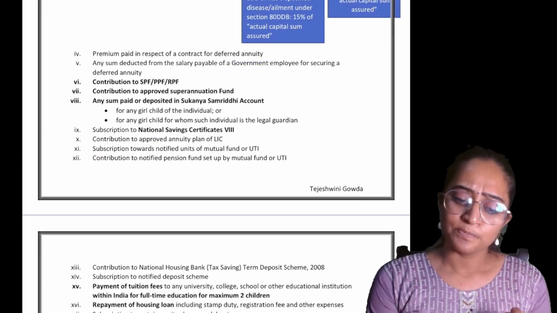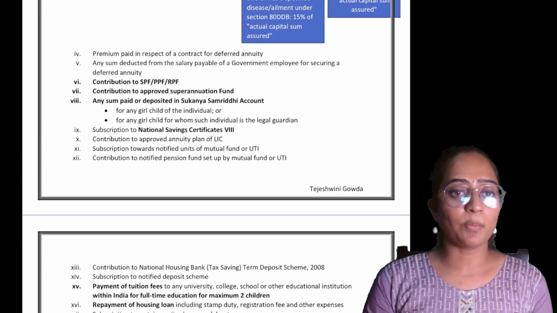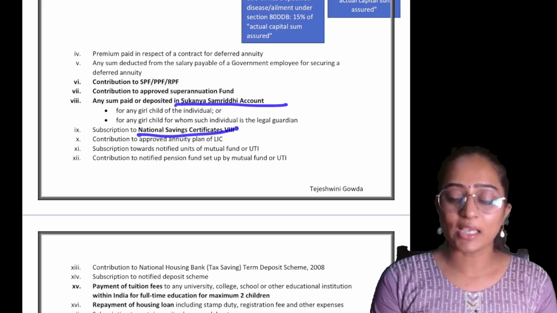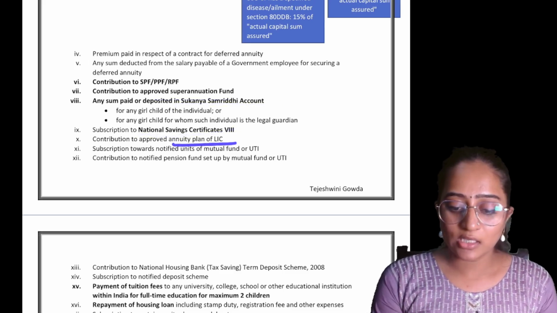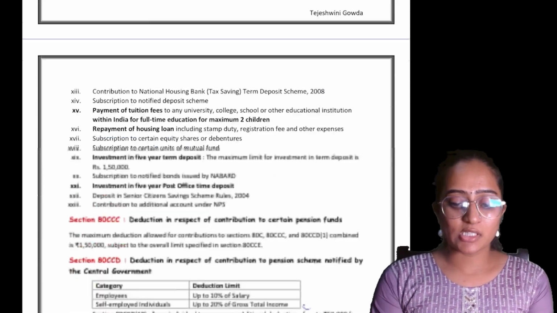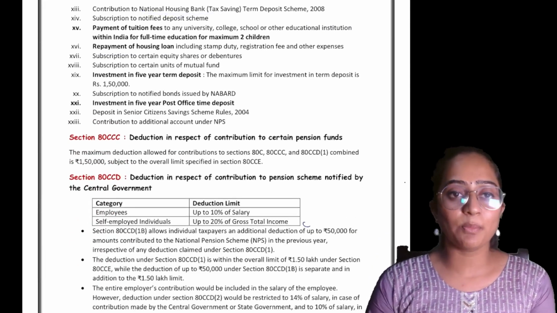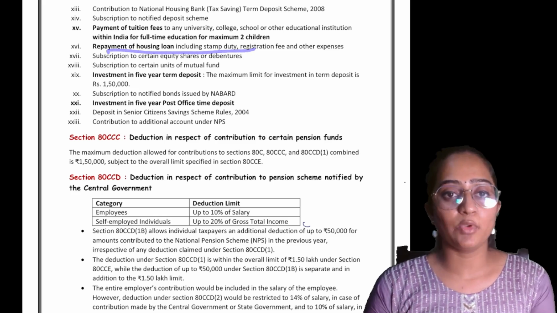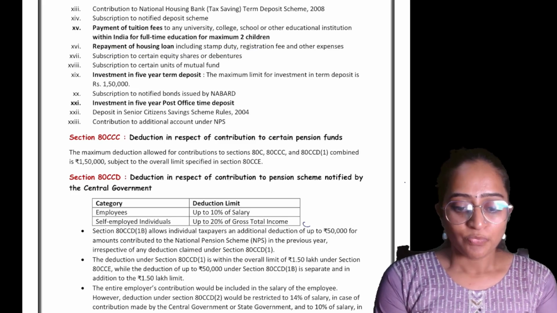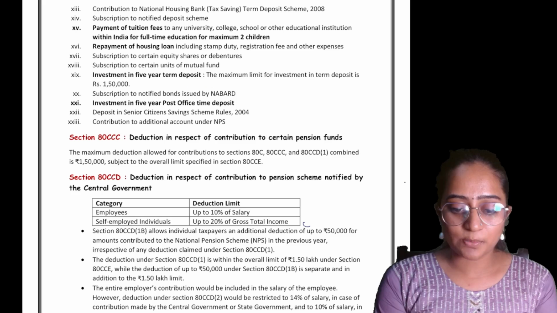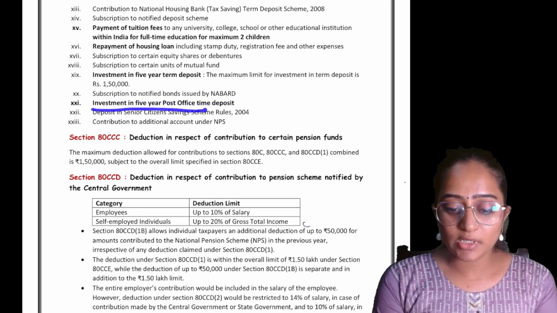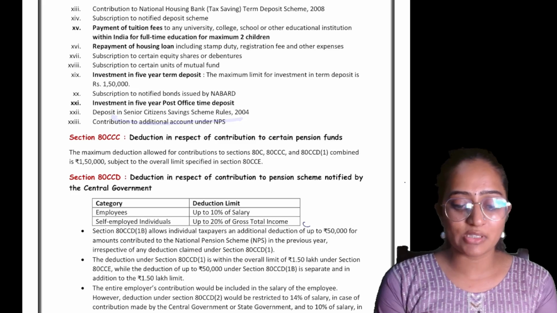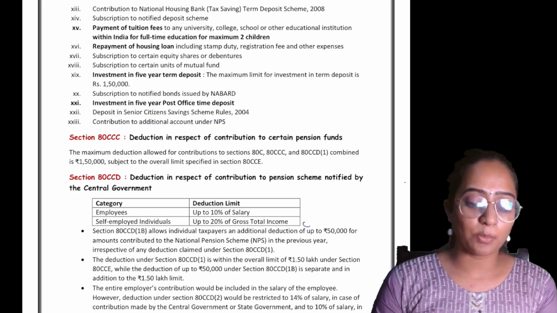If you are investing in a deferred annuity, you're making any contributions in the SPF, RPF, and PPF, you have deposited money in the approved superannuation fund, in Sukanya Samriddhi scheme, National Savings Certificate, you invested money in the LIC, in mutual fund of UTI, notified pension scheme, your contribution to the National Housing Bank, payment of any tuition fees which you have made, repayment of the housing loan including the stamp duty, registration fees and other expenses, investment in 5-year deposit scheme, subscription to the notified bond issued by NABARD, investment in the 5-year post office time deposit, deposit in the senior citizen savings certificate, contribution to additional amount under NPS.